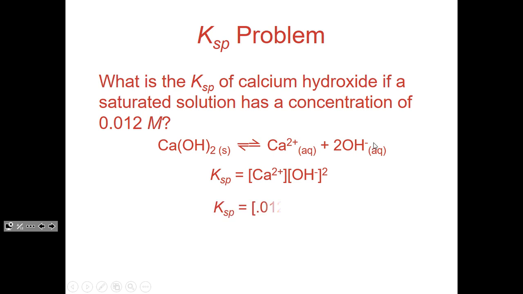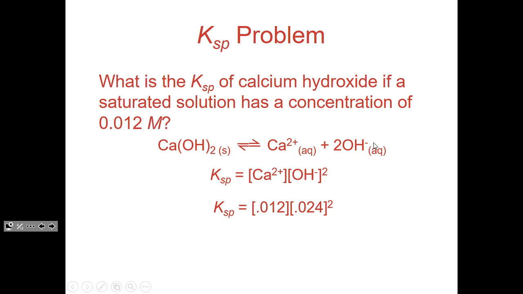Remember, we always raise it to the power of its coefficient, and the coefficient in front of the hydroxide is 2. Now, in this particular case, it gives us the saturated concentration of the calcium hydroxide. So at saturation, it's 0.012 molar. Well, if the calcium hydroxide is 0.012, then the calcium is 0.012. It's a 1-to-1 stoichiometry here, and the hydroxide would be twice that.